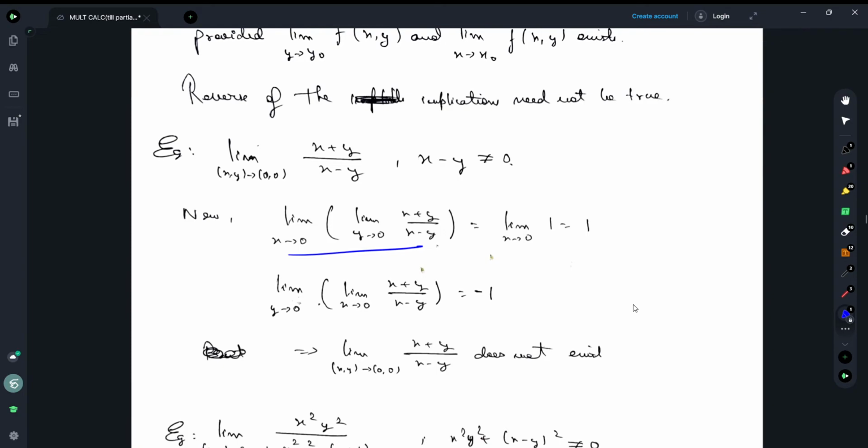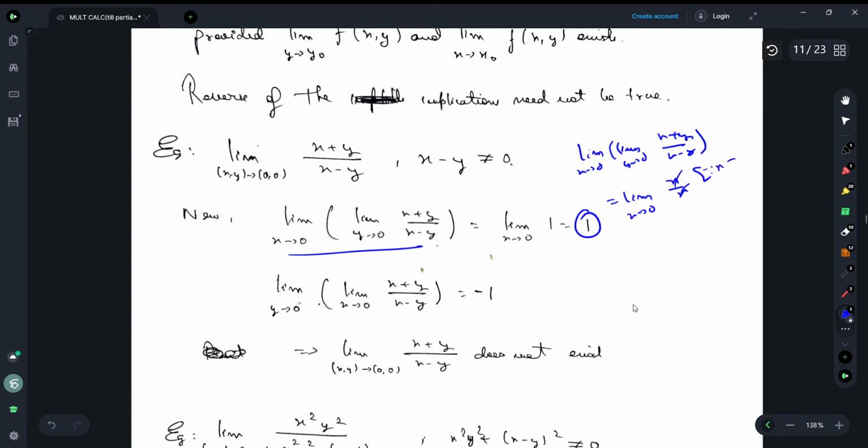Now as y tends to 0, this becomes x over x, right? And x over x cancels out because x is not equal to 0 till now. So it gives you the value 1. Okay, you can calculate it on your own. Limit x tends to 0, limit y tends to 0, (x plus y) over (x minus y) equals limit x tends to 0 of x over x, which cancels out since x is not equal to 0, which is equal to 1. The same thing, if you do by first making x approach 0 and then y approach 0, then you get minus 1.